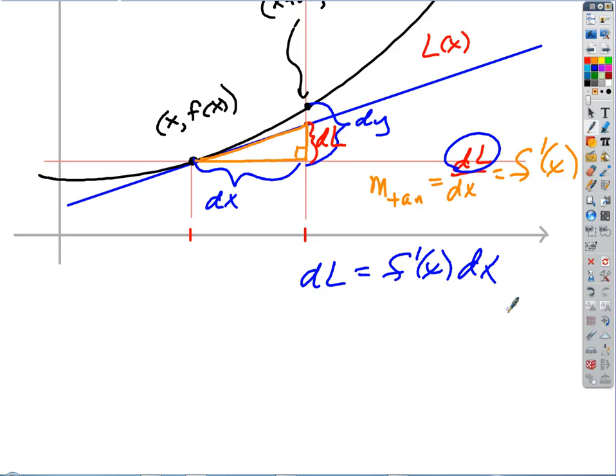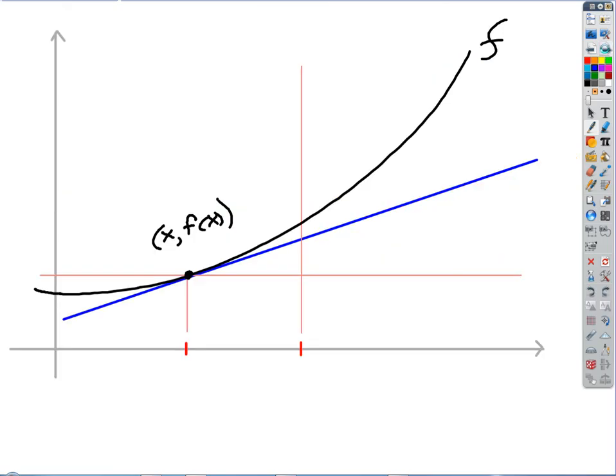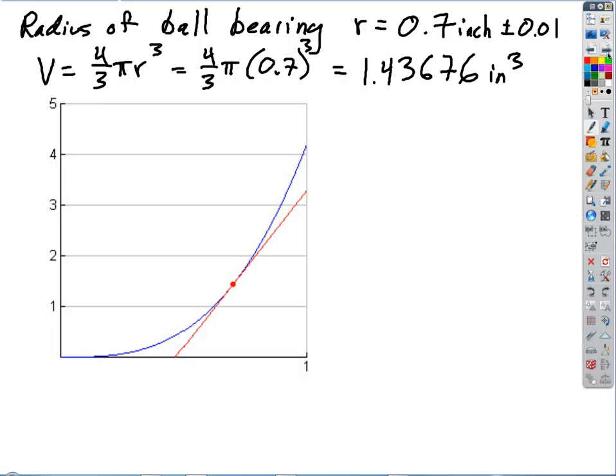Get the idea? Okay, we can use this for lots of things, but one of the things that's most useful for us to be able to do with this is stuff like this. Like let's say we're going to manufacture ball bearings, all right? And our ball bearings need to be 0.7 inches in radius, but in manufacturing these things, there's a certain tolerance involved, and we can only build these things to within, with our current ball bearing technology that we're using, 1/100th of an inch.